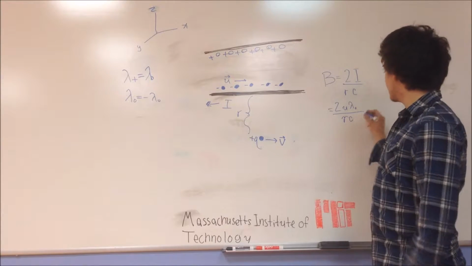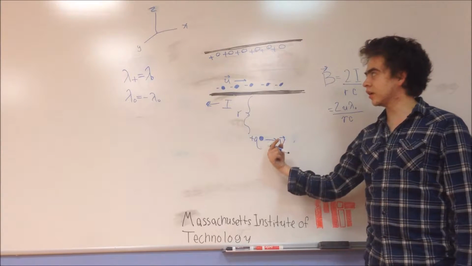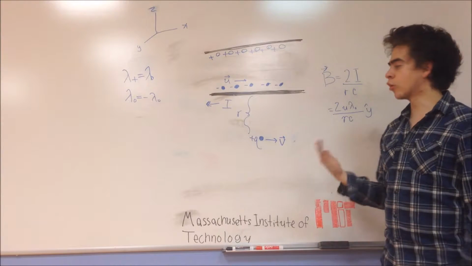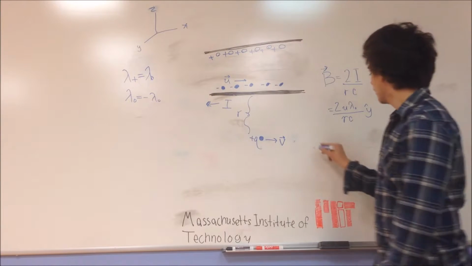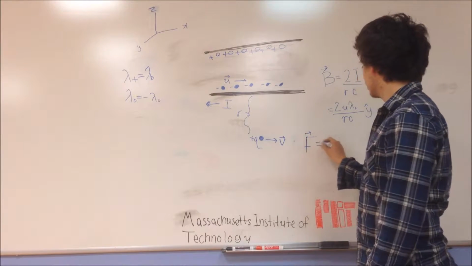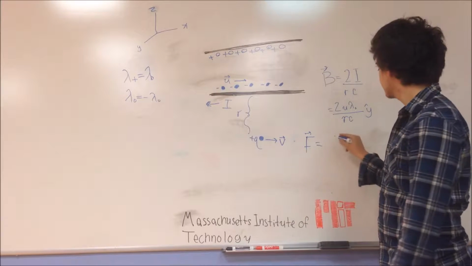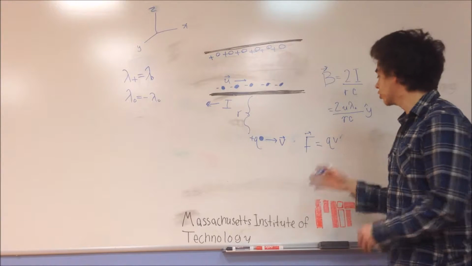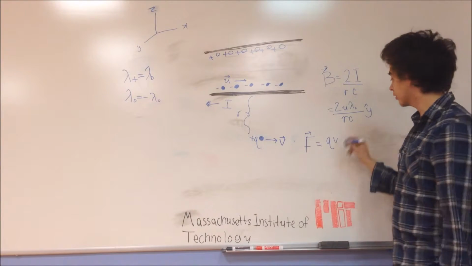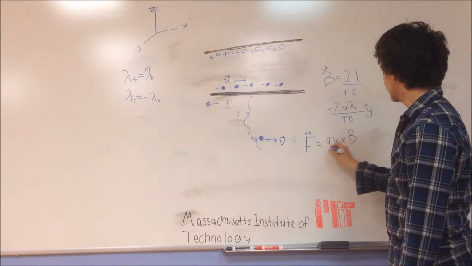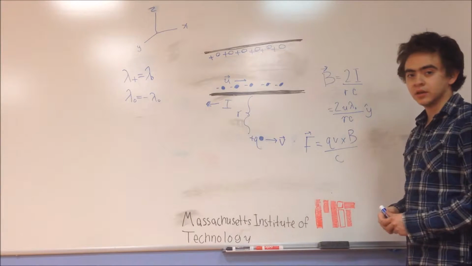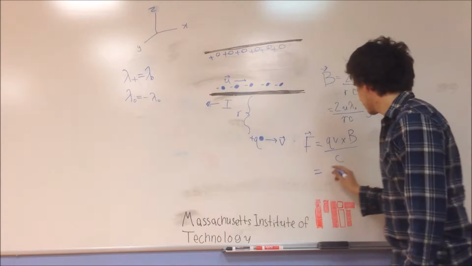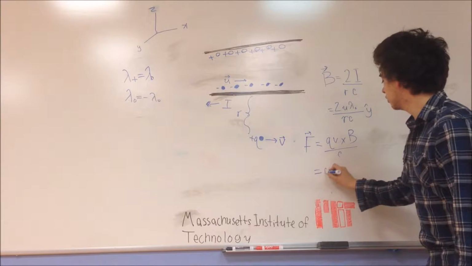Okay, and this magnetic force will be pointing in the y direction. Then what will be the force experienced by this particle? Well, using the Lorentz force in CGS units, the force experienced by a particle will be q times the velocity of the particle crossed with the B field, over the speed of light.